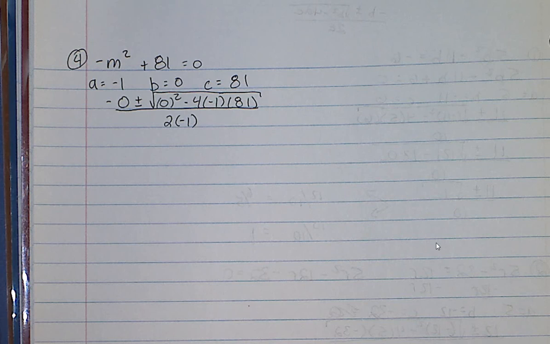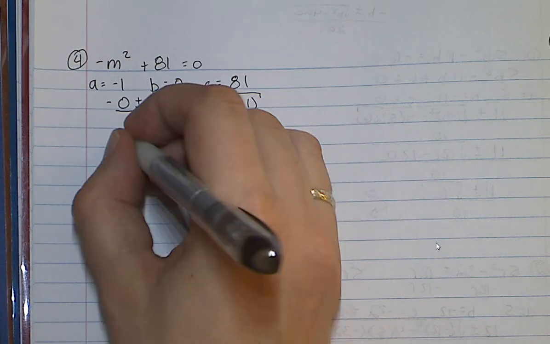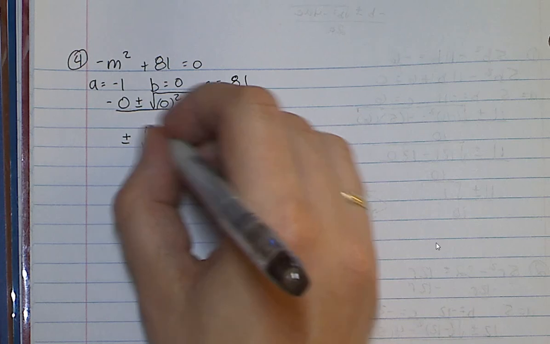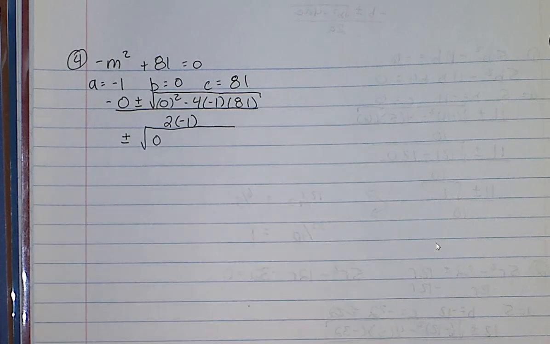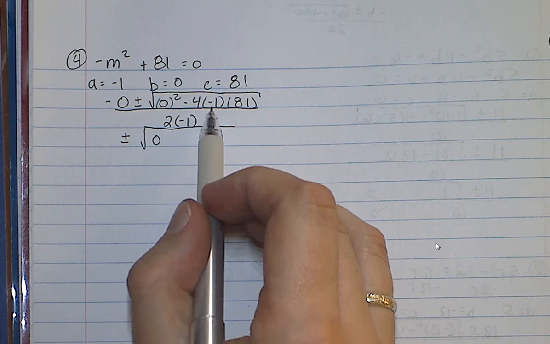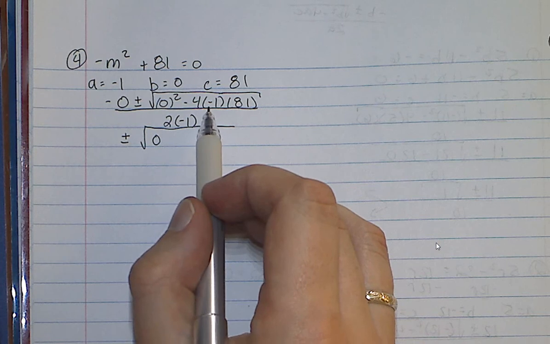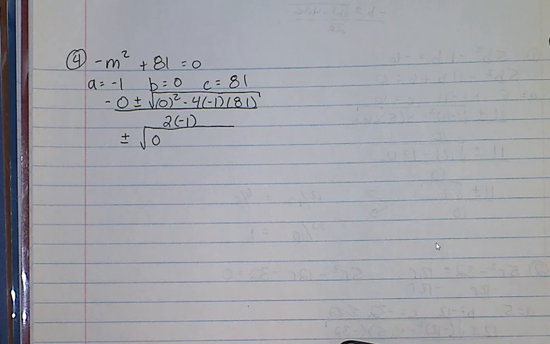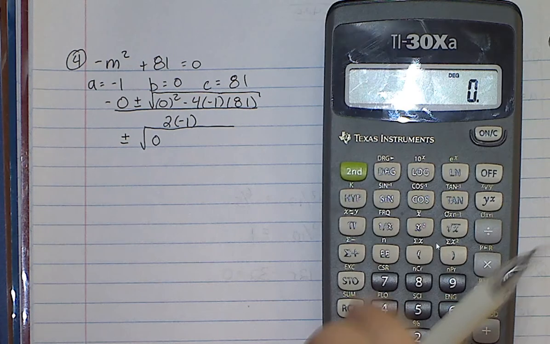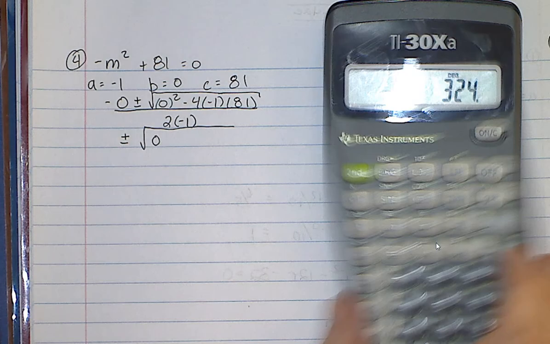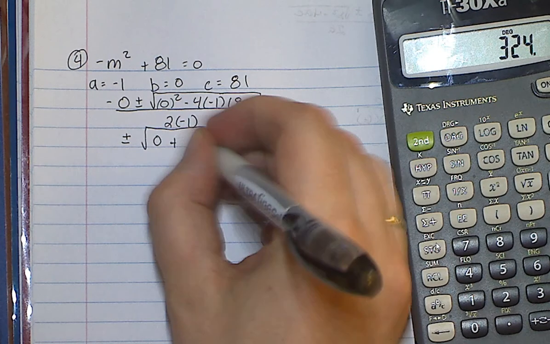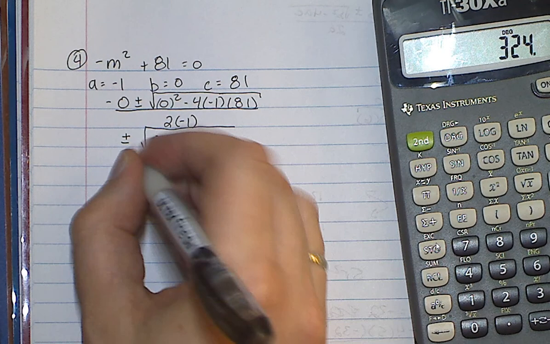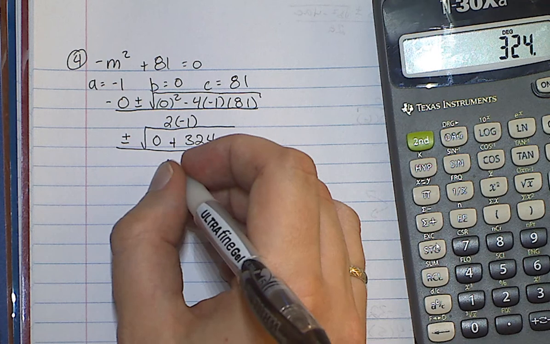Now, negative 0, there's no such thing as negative 0, so this just goes away. You're left with plus or minus the square root of 0. Negative 4 times negative 1 is positive 4. And then 4 times 81 is 324. So plus 324, all over negative 2.